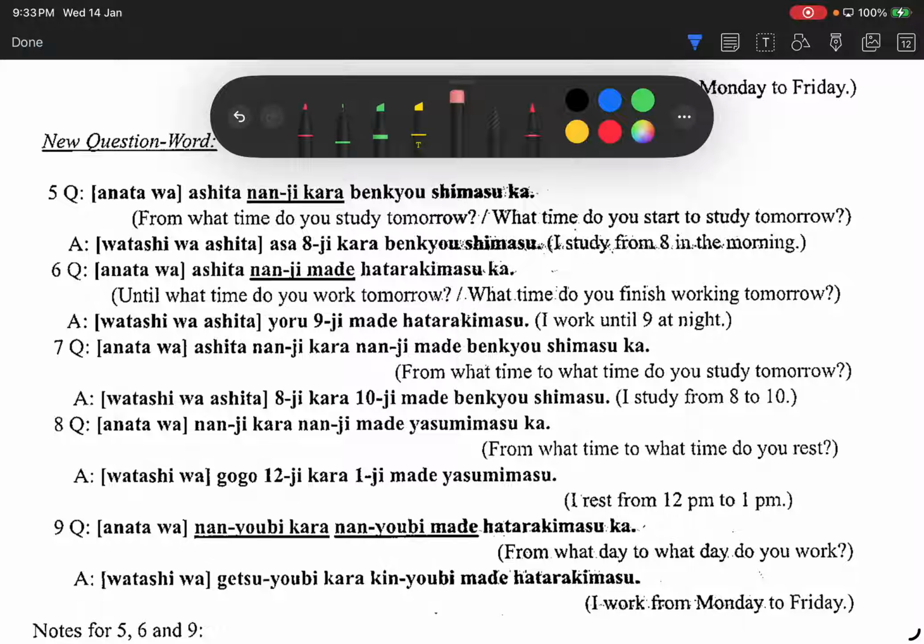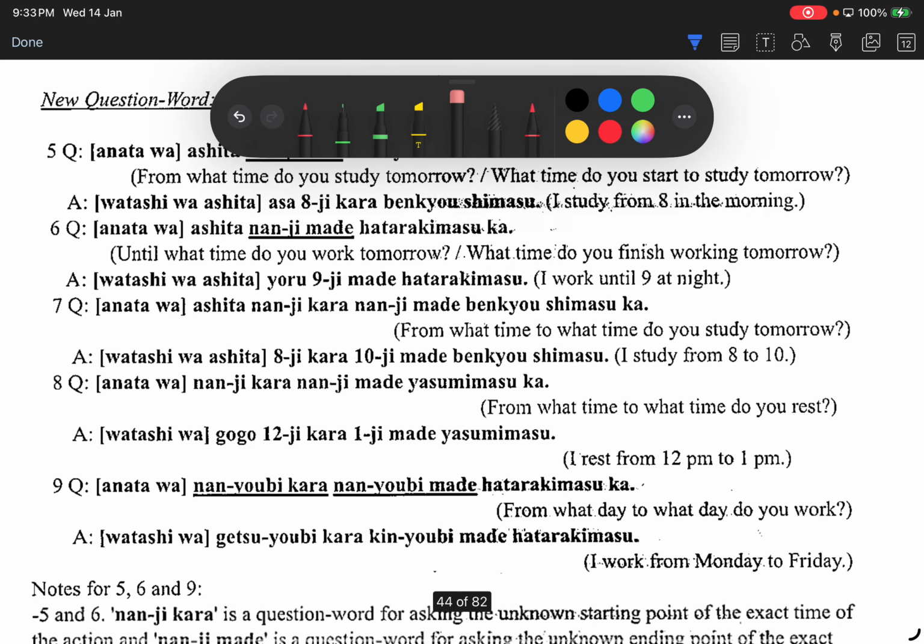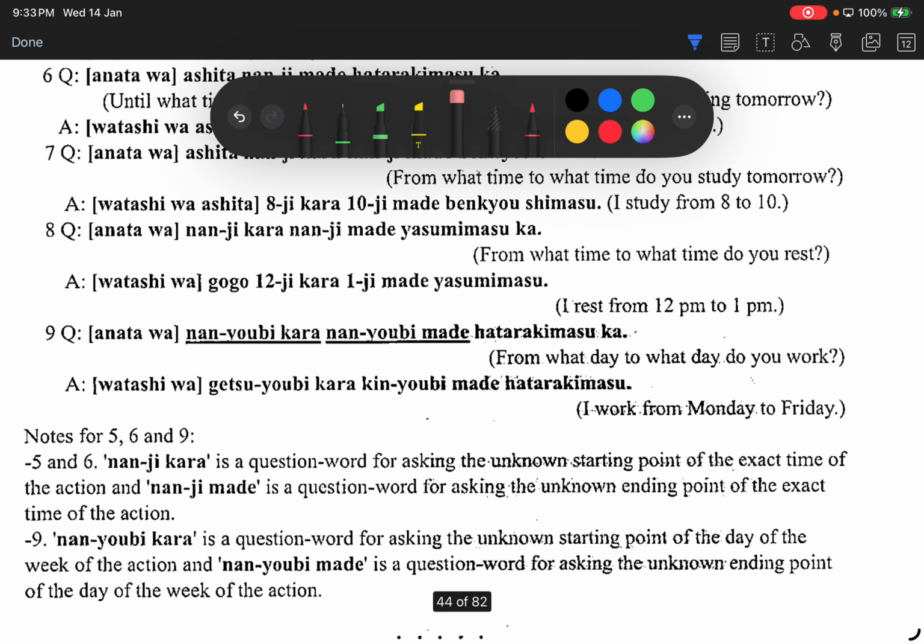But that is for a more general time frame. If you want to ask, for example, something happening in the day, like today or tomorrow, close by date, then nanji kara nanji made. From what time? From what o'clock to what o'clock? Okay, then we look at question 9. Nanyobi kara nanyobi made. So from which day of the week until which day of the week? Right? So this is very flexible because kara made simply means from and until.